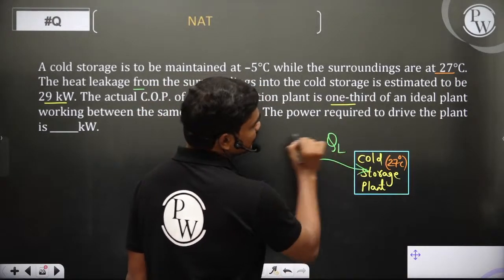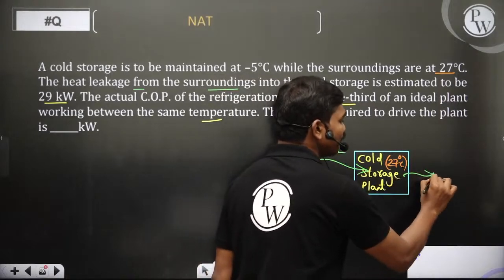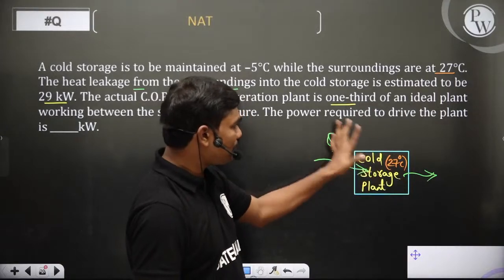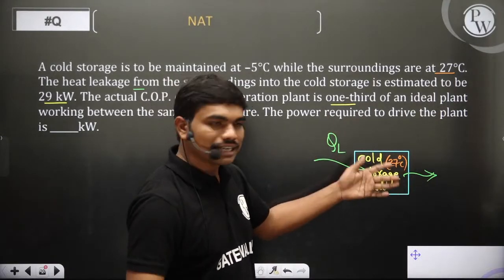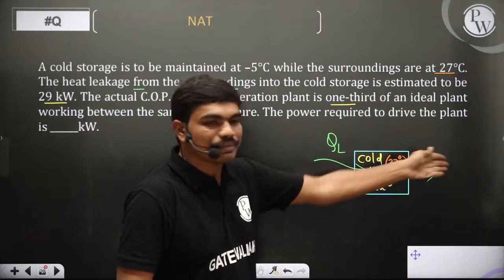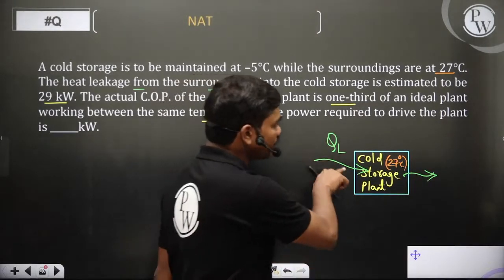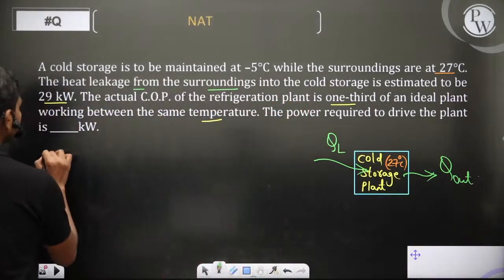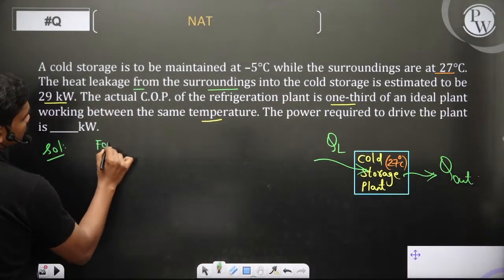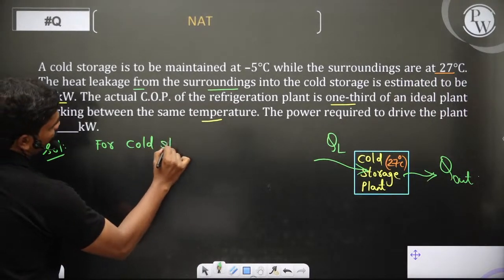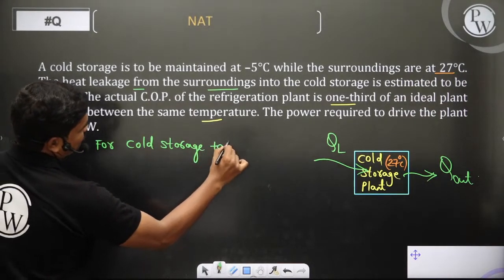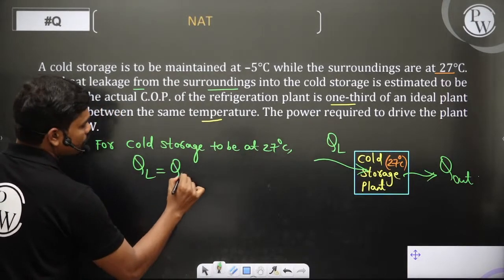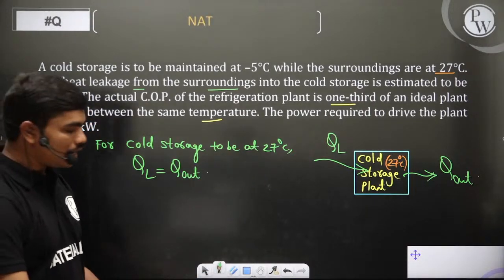So let us say this is heat leakage, that should be the same amount which you take out using your refrigeration system. Yes or no? The amount of heat your refrigeration system should take out is the same as the heat coming inside. Only then, in steady state, the temperature stays the same, so heat coming in should be equal to heat flowing out, and QL has to be equal to Q out. Actually, for the cold storage to be at 27 degrees Celsius, QL has to be equal to Q out in this case.